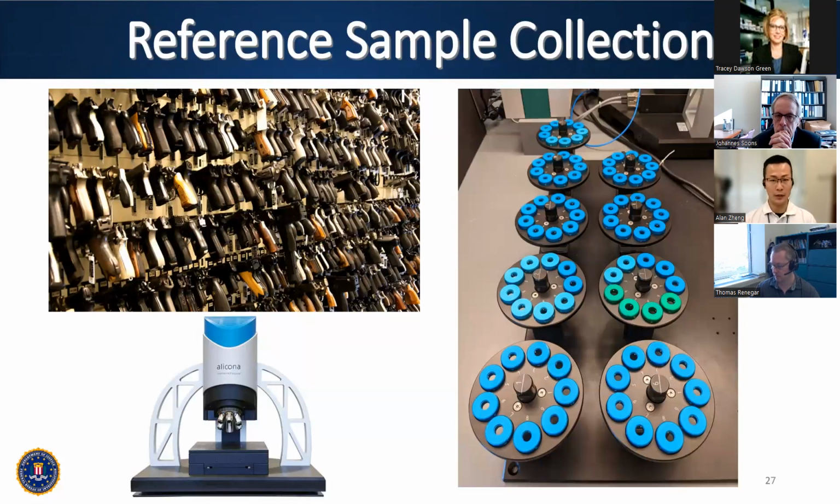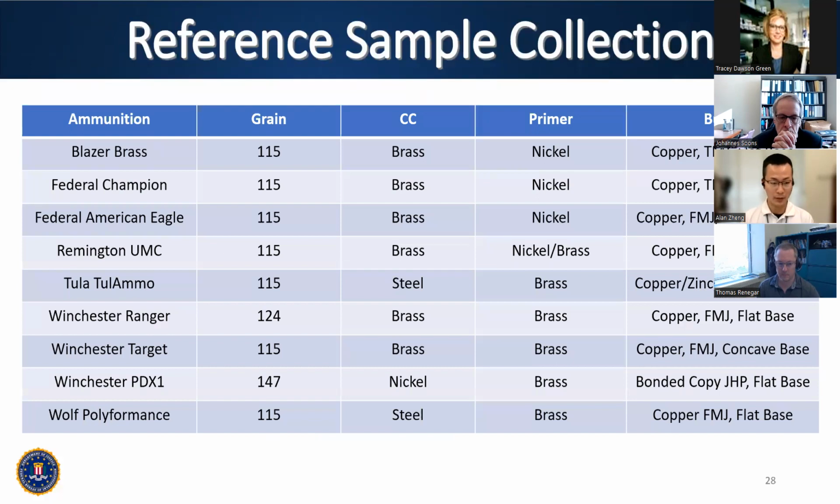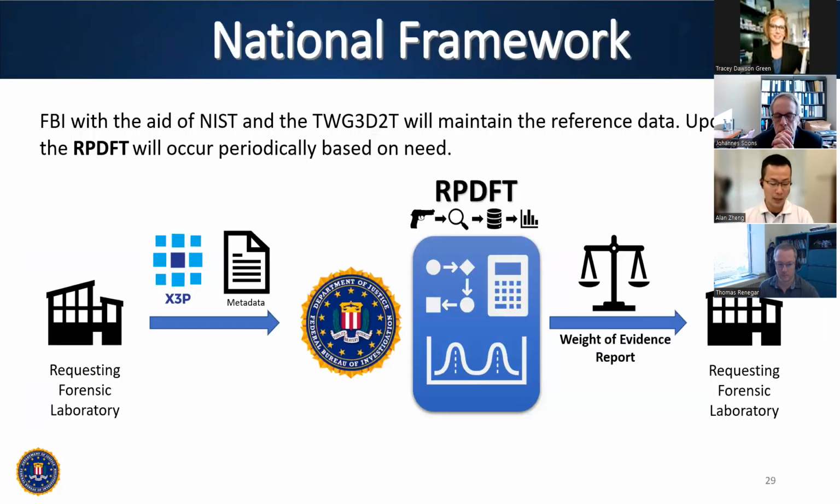So currently the effort is into the data acquisition. You can see a picture of the FBI's reference collection and their measurement efforts. Each one of their firearms is being test fired using this list of ammunition to really cover all the variety you would see. And in the future, the way we foresee the framework working is a requesting forensic laboratory will submit their measurements along with the class characteristics to the FBI. The FBI will crunch the numbers to rapidly fit and then send back a weight of evidence report to the requesting forensic laboratory. This is very similar to the CODIS database that the FBI already runs.